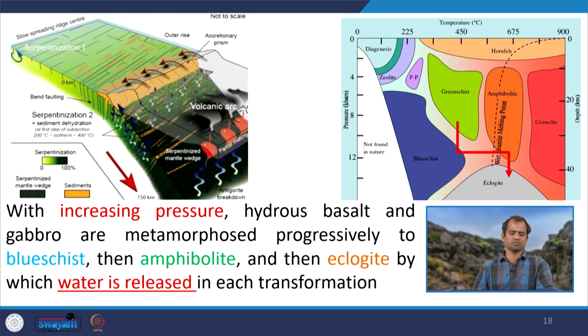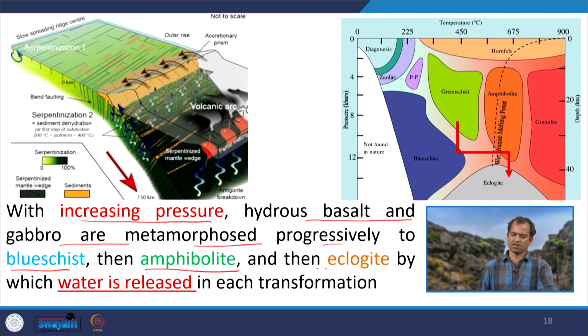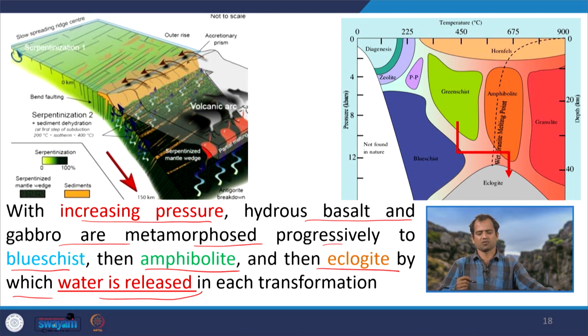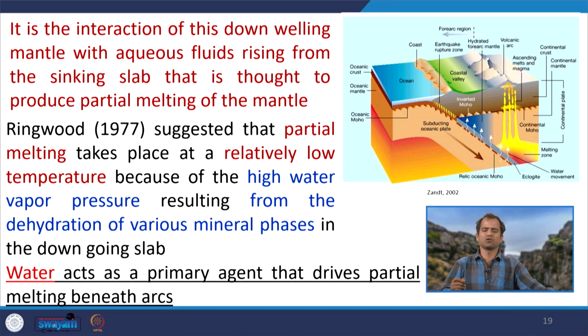20% of that. So, with increasing pressure, hydrobasalt and gabbro are metamorphosed progressively to blueschist, then amphibolite and eclogite phases, and water is released in the process. So, that means the water which is released from this system is able to partially melt the mantle, and once the partial melting of the mantle takes place, magma is generated, and that magma comes out as an island arc system or volcanic arc system, and volcanoes are formed.